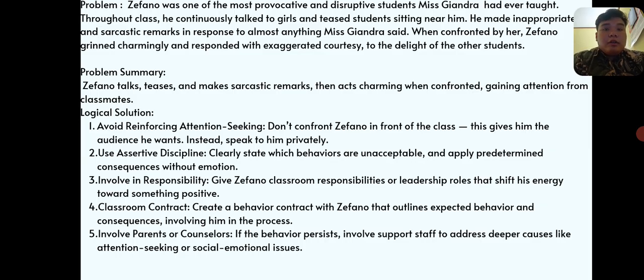Third is to involve him in responsibility. Give Stefano classroom responsibilities or leadership roles that shift his energy towards something positive. Fourth is a classroom contract. Create a behavior contract with Stefano that outlines expected behavior and consequences, involving him in the process. The last is to involve parents or a counselor. If the behavior persists, involve support staff to address deeper causes like attention seeking or social-emotional issues.